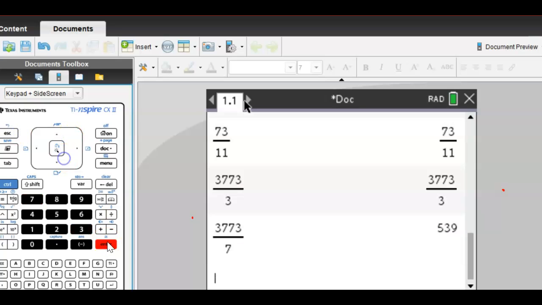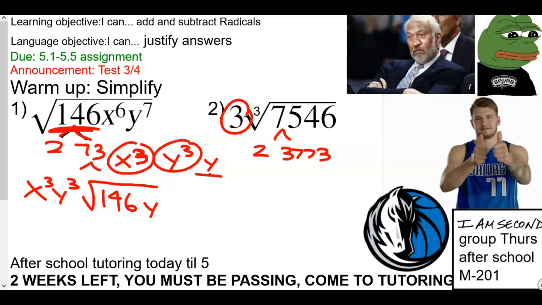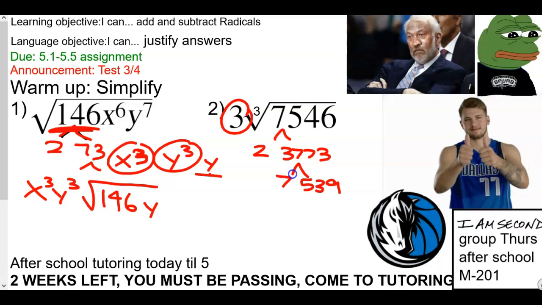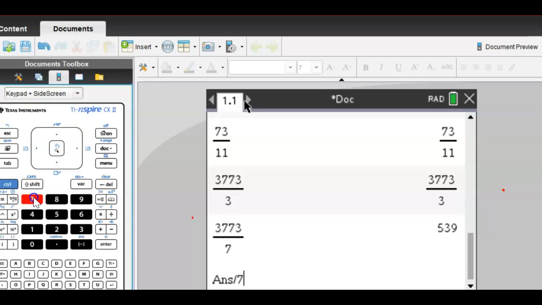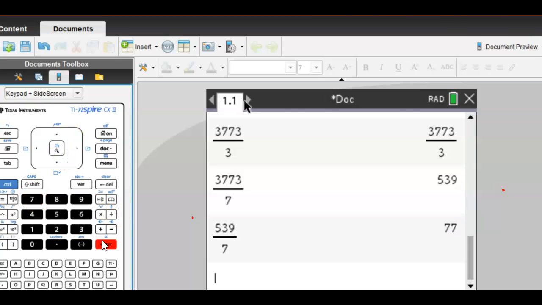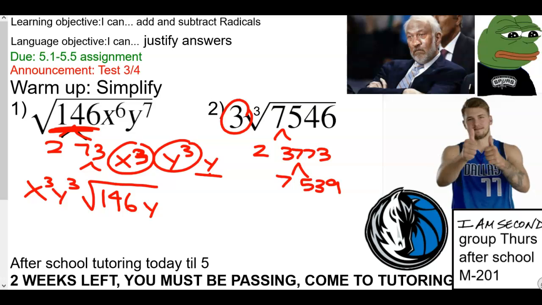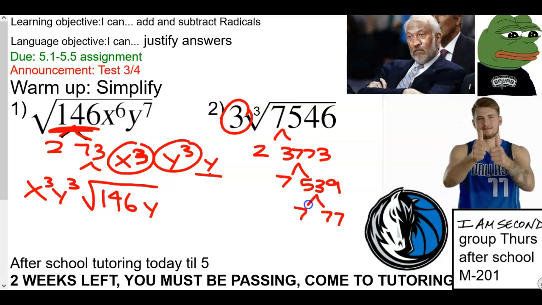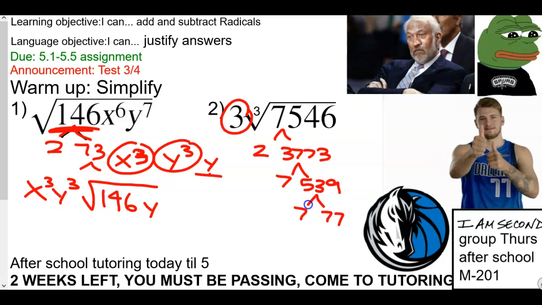What about 7? It does work. So 7 goes into 3,773. 7 times 539. All right, what do you think goes into 539? Let's try 7 again. Why not? So divide by 7. It works. 7 times 77. And what about 77? 7, right? 7 times 11.